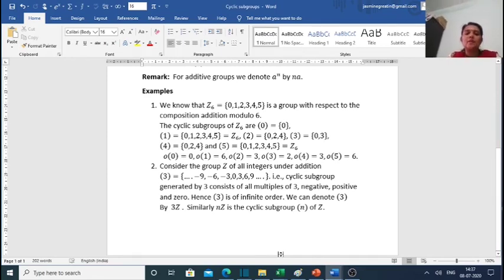Now the second example. Consider the group Z of all integers under addition. That's the group, and the subgroup generated by 3 is equal to, minus 9, minus 6, minus 3, 0, 3, 6, 9, and so on. That is the multiples of 3, negative, positive and 0. Hence 3 is of infinite order. We can denote it by 3Z. Similarly, nZ is the cyclic subgroup of Z generated by n.